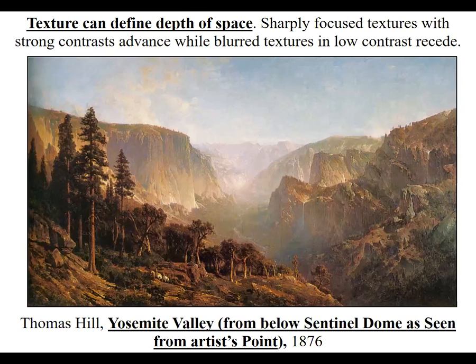Okay, and finally, the last thing in here is how texture can define depth of space in a composition. And we're really going to be dealing with this next quarter. So in color theory, we're going to be talking about this quite a bit. But right now we have more vivid colors and higher contrast and sharply defined detail in the foreground of this landscape painting.